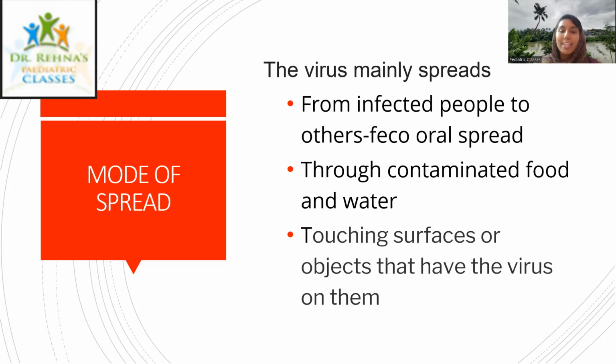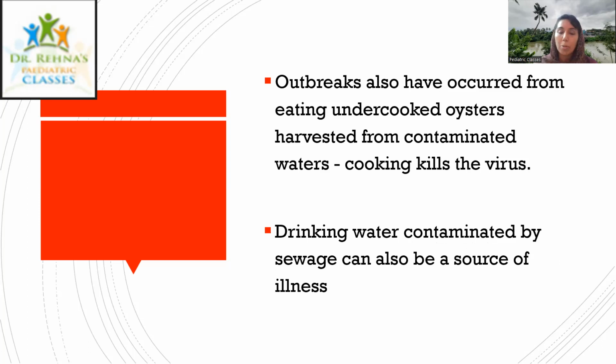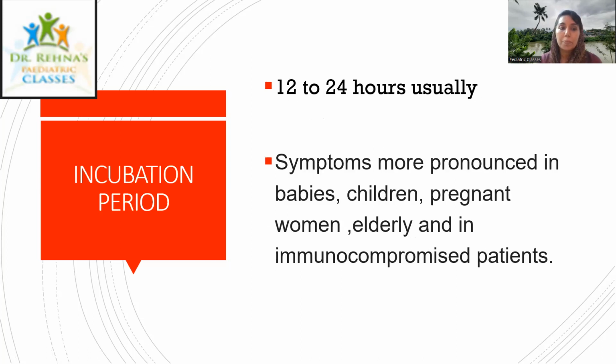So how does it spread? The virus mainly spreads from infected people to others, that is, a fecal-oral spread through contaminated food and water, or by touching surfaces or objects that have viruses on them. So there are different modes of spread. Another thing is eating oysters which are not properly cooked. Outbreaks have occurred from these undercooked oysters, which may be harvested from contaminated waters, but please note, proper cooking can kill this virus. Drinking water contaminated by sewage can also be a source of the illness.